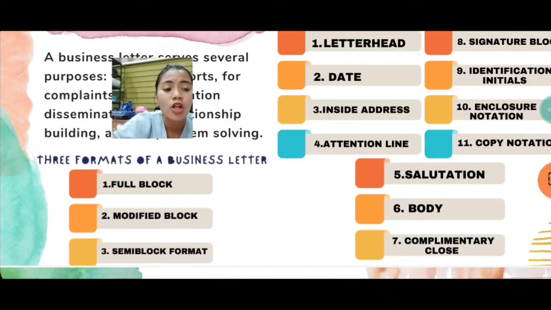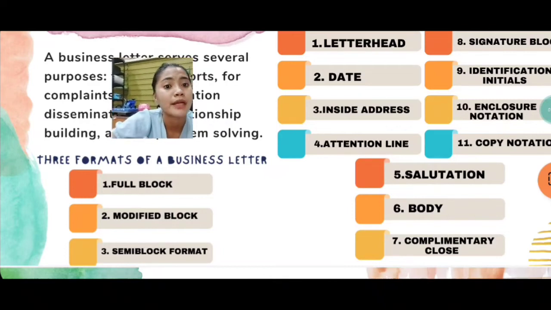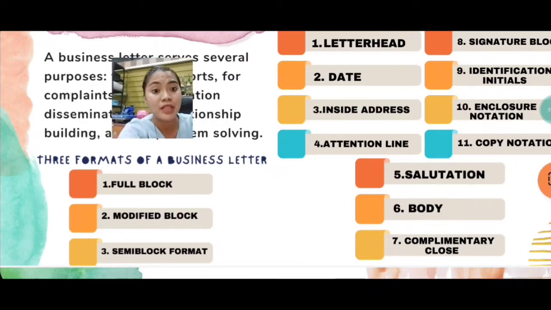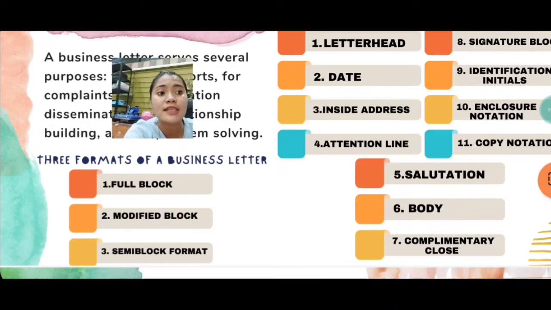The next one is the complimentary clause. What is the complimentary clause? It is an expression used to end a letter. Below are the levels of formality in the complimentary clause, for example from the Merriam-Webster Guide to Business Correspondence, 1996. Highly formal: respectfully, respectfully yours, very respectfully, like that. That is a complimentary clause. Next one is the signature block.